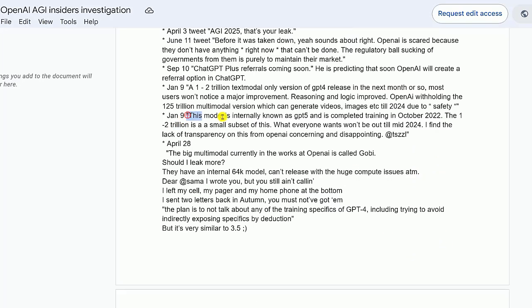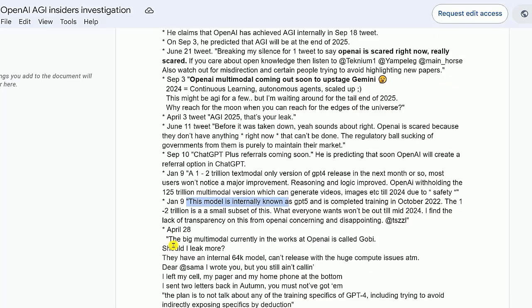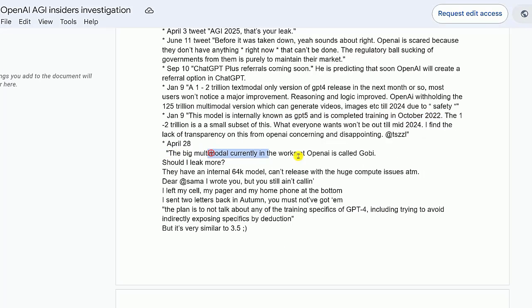This is interesting. So the model is internally known, I guess this is Gobi that he's talking about, as GPT-5 and completed training in October 2022. 1 to 2 trillion is a small subset of this. What everyone wants won't be out till mid-2024. So this would explain the confusion a lot of people had when Sam Altman said, I believe at the beginning of 2023, we are not right now training GPT-5. Which would have been the complete truth if GPT-5 was completed in October 2022. The big multimodal currently in the works at OpenAI is called Gobi.